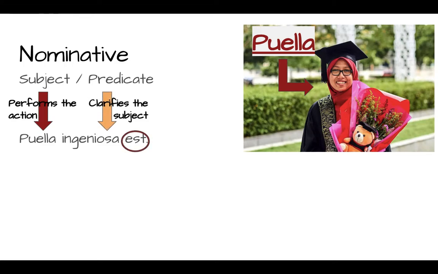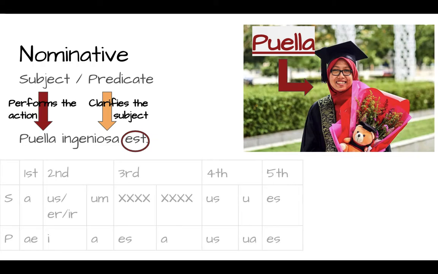And then ingeniosa is a predicate. The girl is smart. Ingeniosa is just clarifying the subject. So it is giving us further information and completing the meaning of the verb to be. So ingeniosa is a predicate because it completes the meaning of the verb to be. Anytime you have another noun completing the meaning of the verb to be, that is when you're dealing with a predicate, and therefore it's in the nominative case.